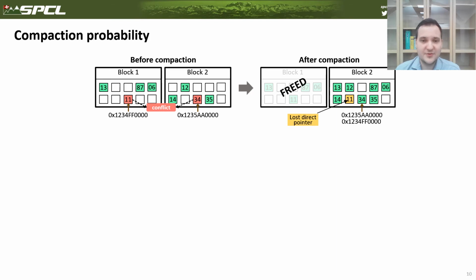So previously Mesh could not compact two blocks, but CoRM does, and it introduces these lost direct pointers. But as you could already notice, if Mesh suffers from the problem of conflicts in the offsets, CoRM suffers from conflicts in the object IDs. So if we have two blocks and they have conflicting object IDs, then we cannot compact, as object IDs must be unique within a block.